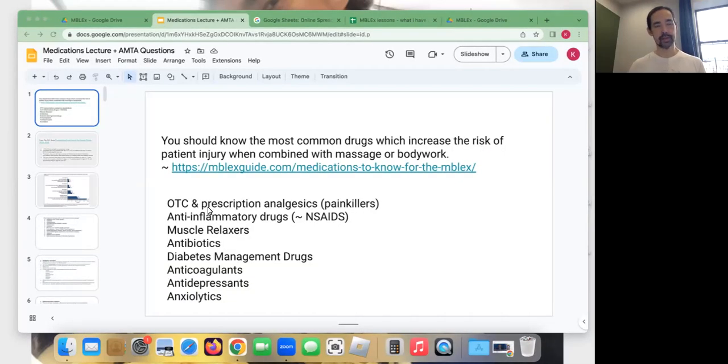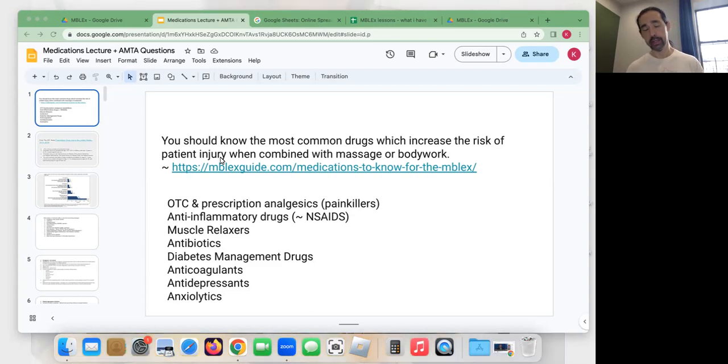So this is the pathology module, and specifically we're working on medications today. As it applies to the FSMTB, as it applies to the MBLEx, you have to know the most common drugs which increase the risk of patient injury. And injury constitutes things like bruising, excessive muscle soreness. It could constitute things like dizziness. All of these things can lead either to discomfort or they can lead to more serious injury.